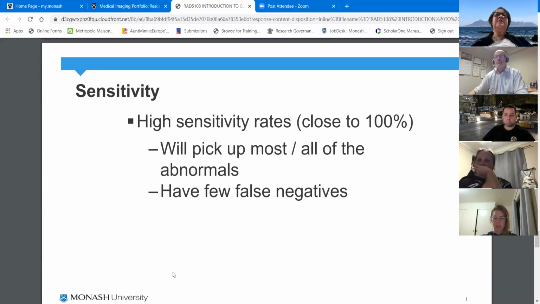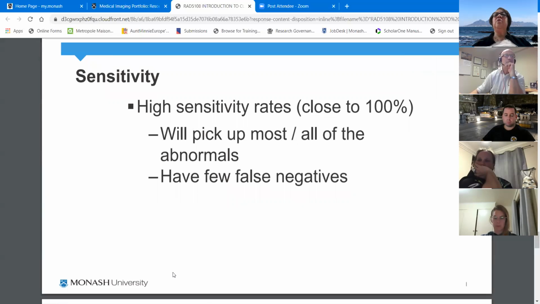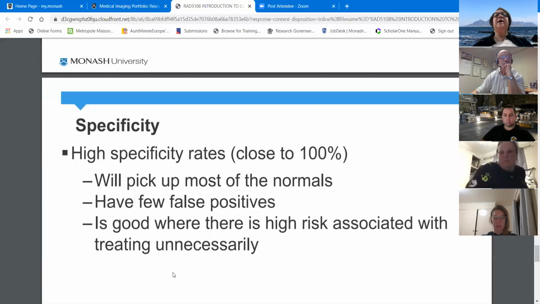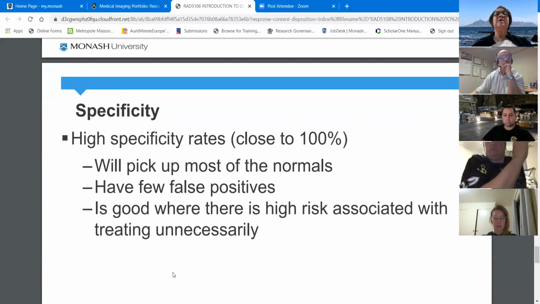So with sensitivity, then it's identifying the abnormals and having as few as possible false negatives. So where you don't pick up on the abnormalities, and then with the specificity is to be able to identify normals and have very few false positives. So false positives where you say there is pathology, but there isn't.